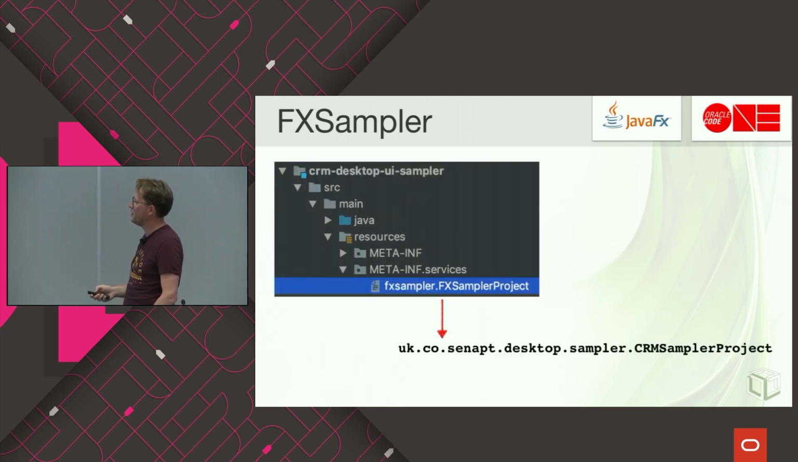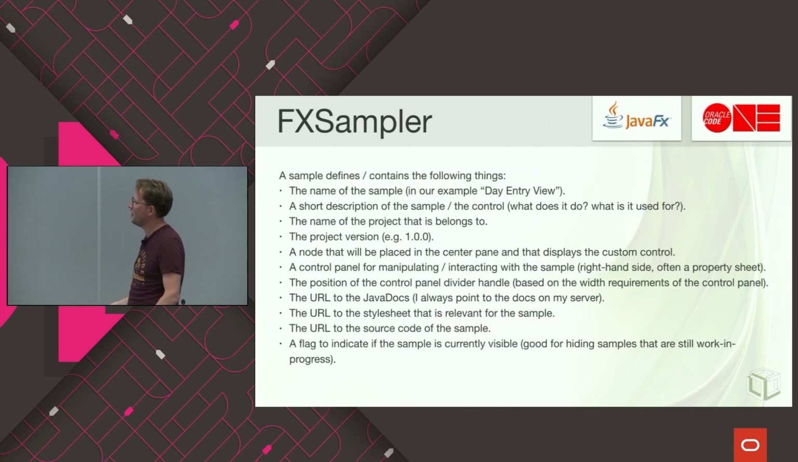Then next thing you do, again, because it's using service lookup, you create this file called FX Sampler Project, and in there you just list the class name of your project, in this case, CRM Sampler Project. Now, each sample can have all of this information in it, the name of the sample, short description, the name of the project version, and so on and so on.